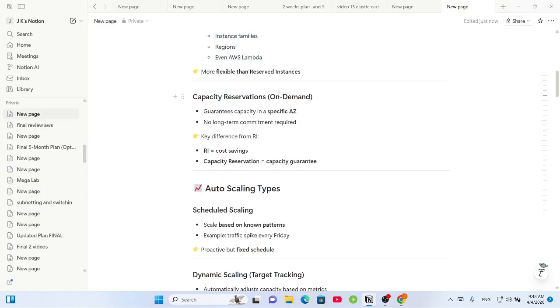Capacity reservation is on demand. It guarantees capacity in a specific availability zone. No long-term commitment required. Basically, you are guaranteeing capacity. So the difference between capacity reservation and reserved instances: reserved instance is for cost savings, capacity reservation is for capacity guarantees. That's the difference.